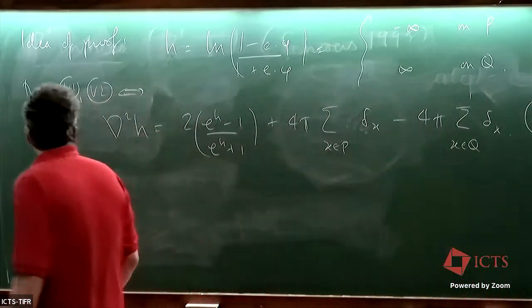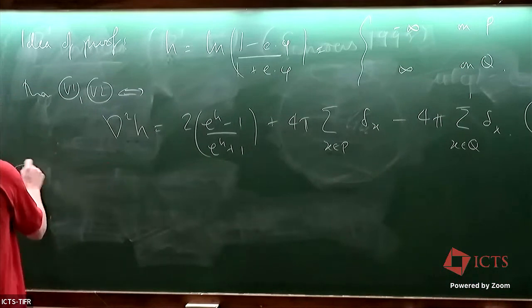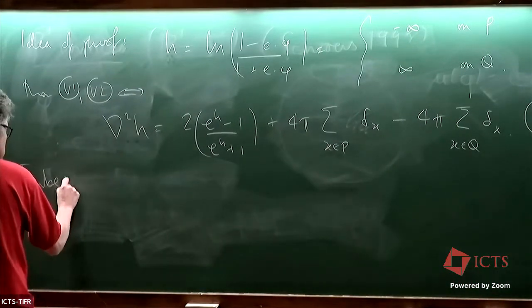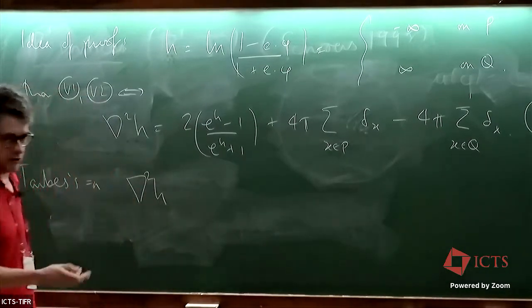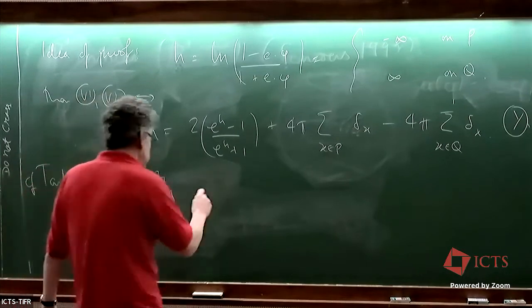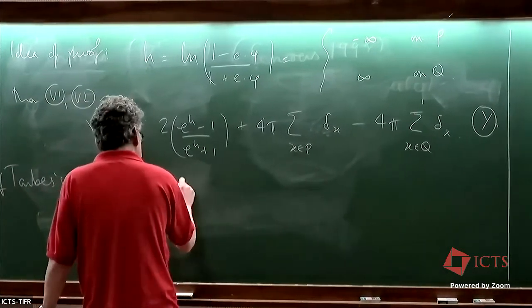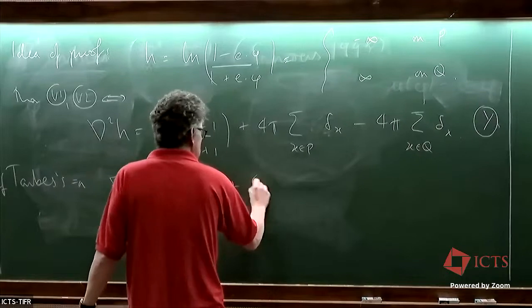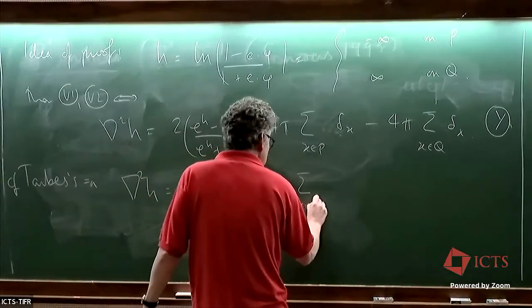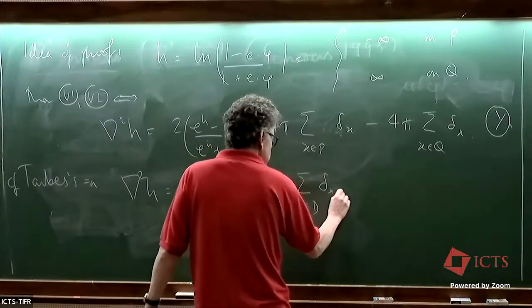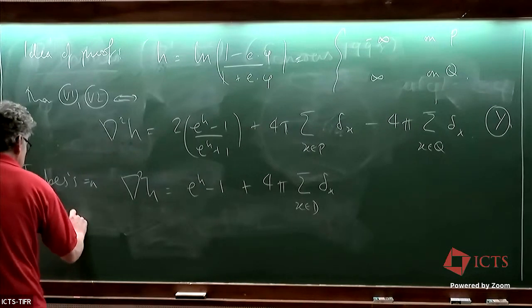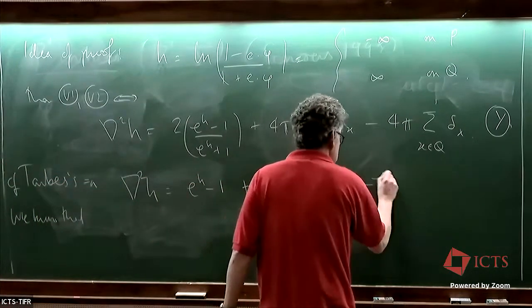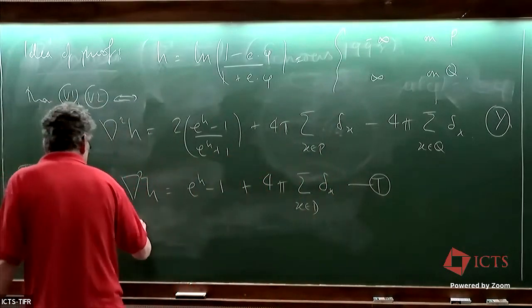And let me recall that this is very similar to Taubes' equation. So compare Taubes' equation: del squared H, where H was the logarithm of the modulus of phi squared, the complex valued section, is e to the H minus 1 plus 4 pi times the sum over all points in some divisor of the delta function. Yeah? Okay, so remember Taubes' theorem. So we know that, let me call this one T, that T has a unique solution.